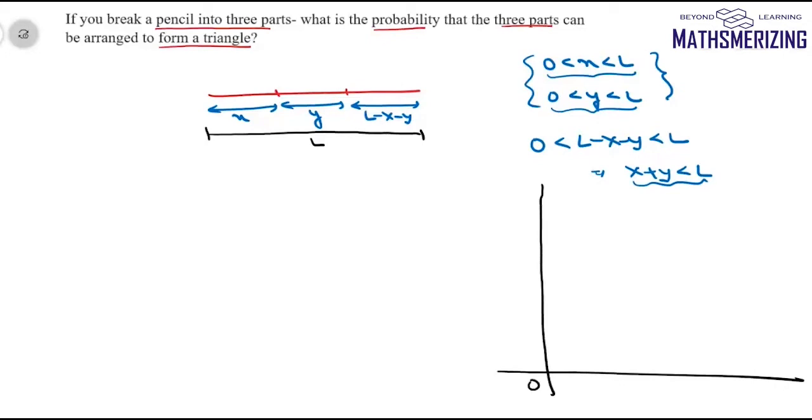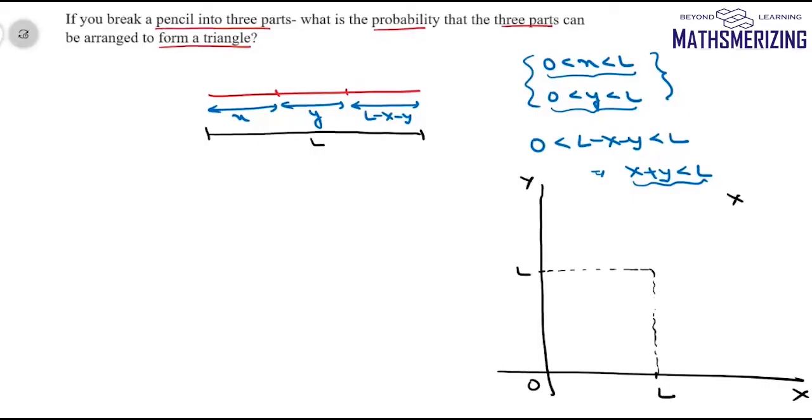So X takes the value from 0 to L. In the same way, Y takes the value. So this is X and this is Y. So Y takes the value from 0 to L. So we have this region, which is this square. And then this third condition, which is X plus Y is less than L.